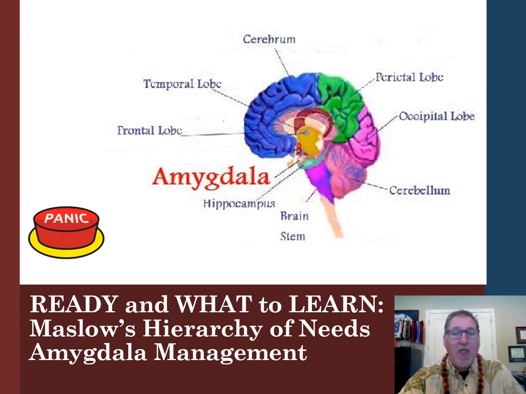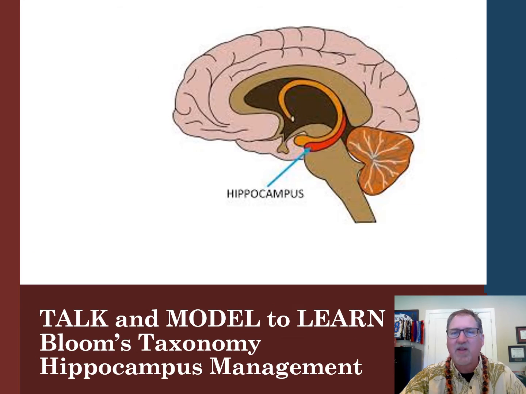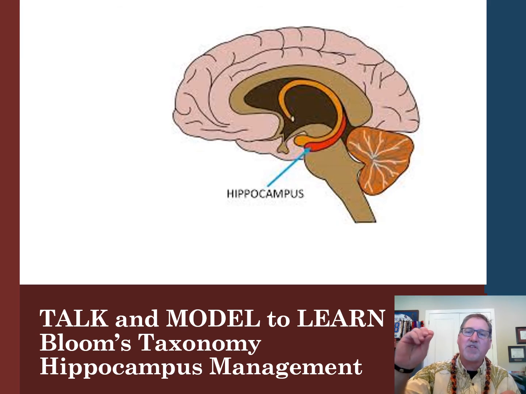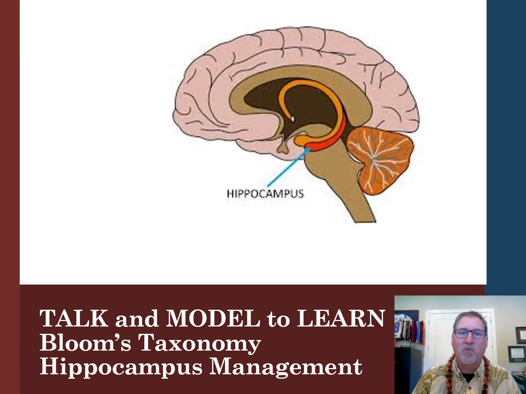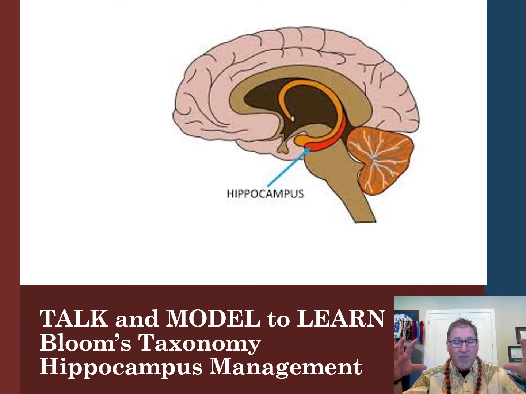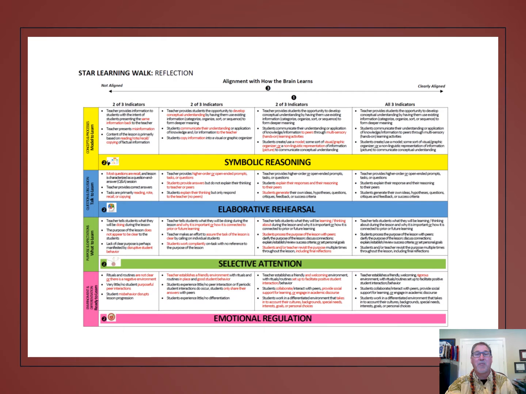So ready to learn and what to learn had to do with Maslow's hierarchy of needs and really amygdala management. But talk to learn and model learn, they continue to work together. They're both about Bloom's taxonomy and they're both about hippocampus management. We're now moving information through the hippocampus and into short-term and long-term memory. We're also trying to add a third kind of memory called sensory memory. And so we're trying to use all of our senses to help create memory along the way.